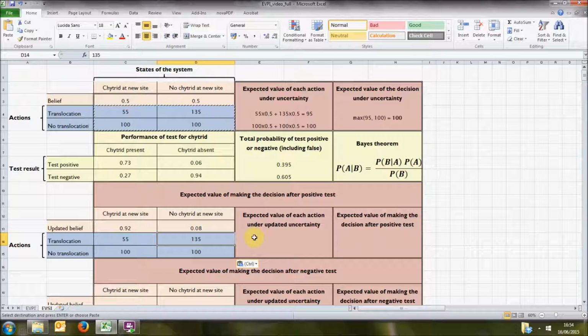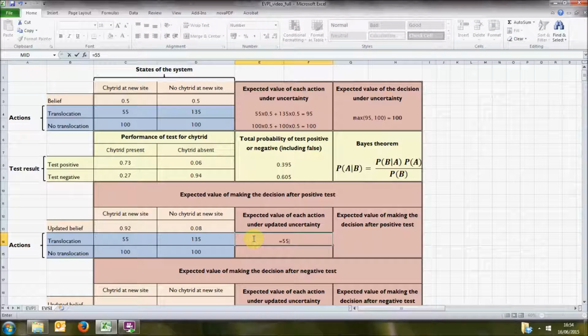So the expected value of translocation under the new uncertainty is equal to 55 individuals in the case that Kitrid is present, plus 135 individuals in the case that Kitrid is absent. Similarly, the expected value of not translocating is 100 individuals regardless of the state.